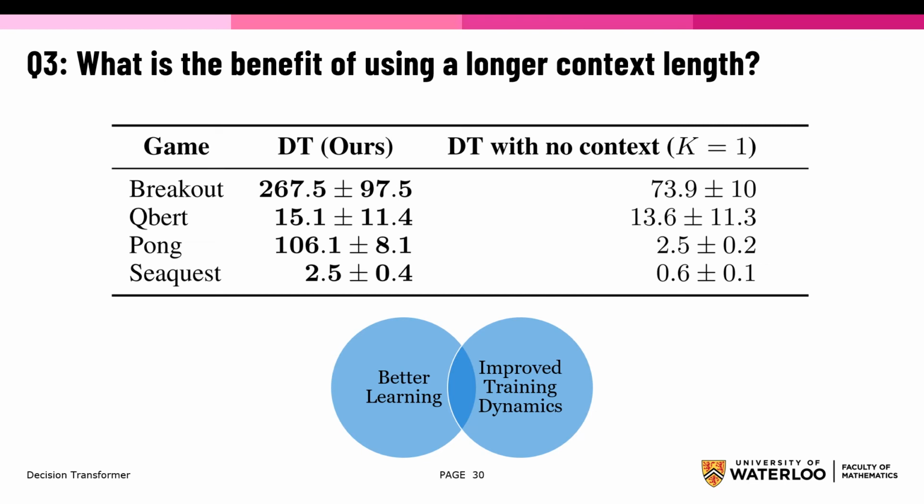This means that a larger context length allows the transformer to learn a more rich distribution over the possible states and actions and rewards, which enables better learning in general and improved training.